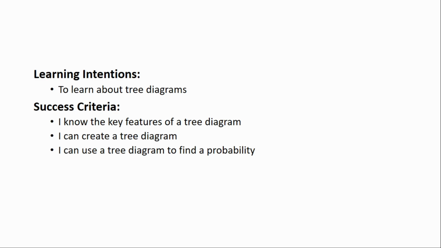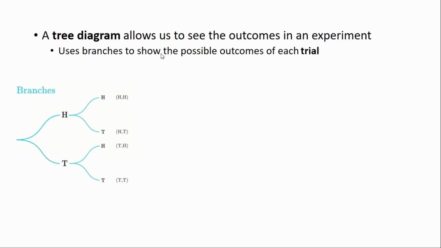Alright, so starting off with what a tree diagram is. A tree diagram allows us to see the outcomes in an experiment, and it uses branches to show the possible outcomes of each trial. So this is what a tree diagram looks like on the left here. You guys might have seen this before. And each of these blue lines there, these are called the branches. And each section in a tree diagram represents one trial. So we can see here, that's one section there, and that's another section there.